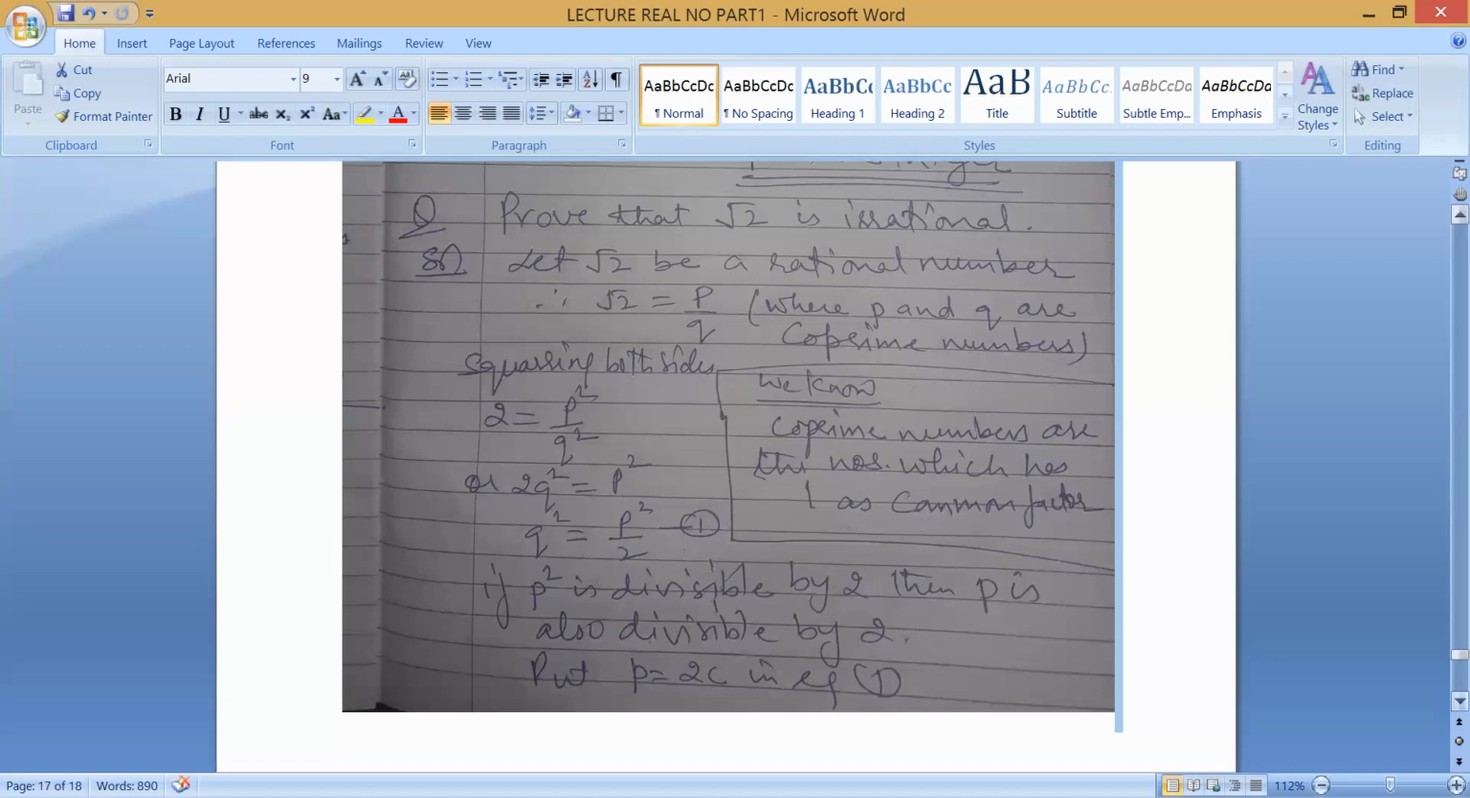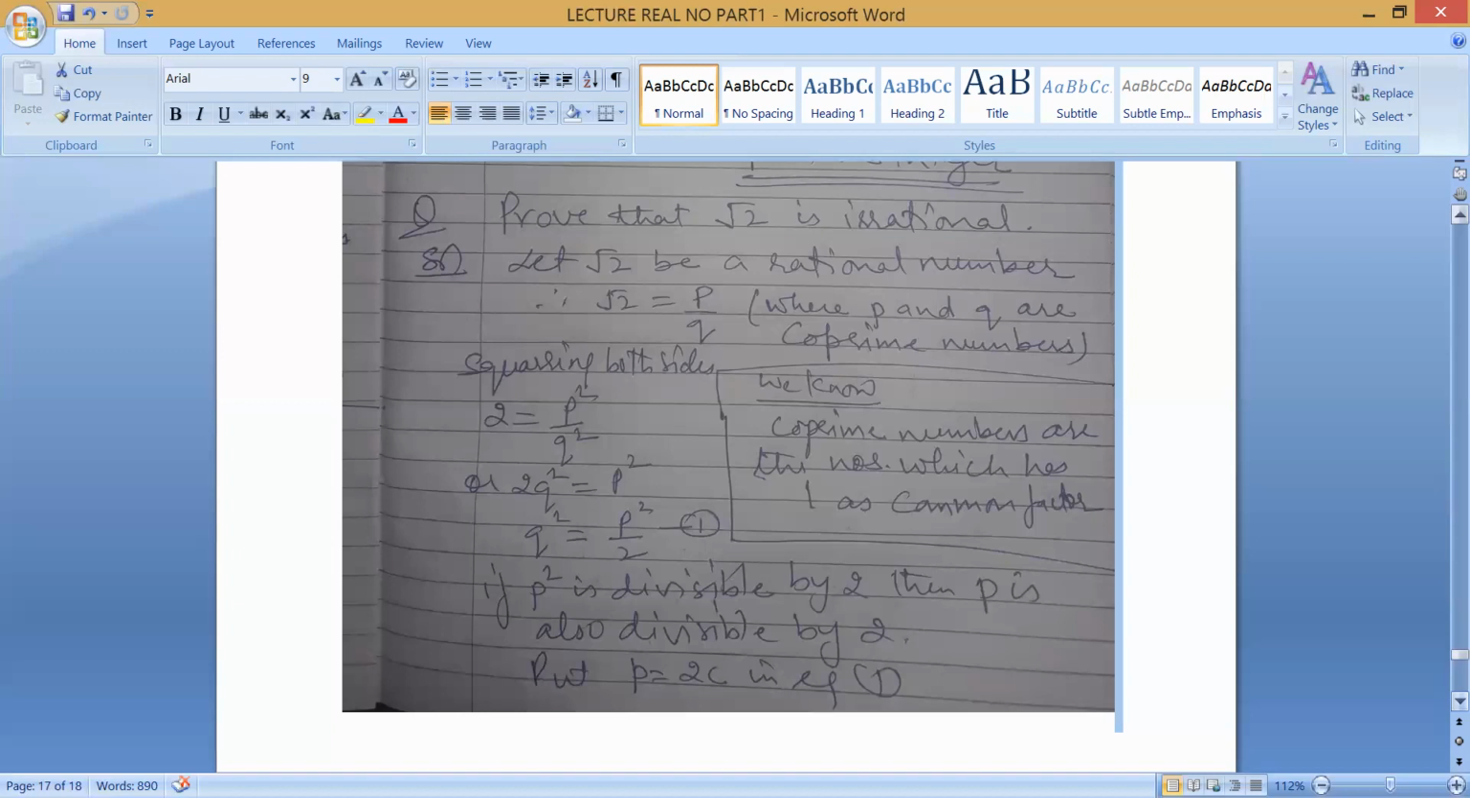Now I have to remove the root, so squaring both sides, root 2 squared will be 2, and you will get p square upon q square, or 2q square equals p square, or q square equals p square by 2. That is the first equation. Then you will write, if p square is divisible by 2, then p is also divisible by 2. You remember this.